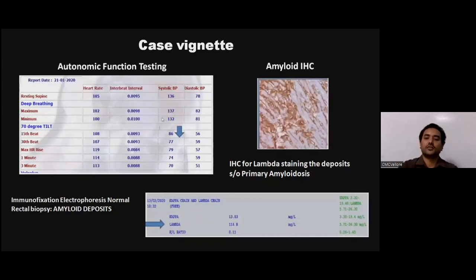So here we found that IHC showed amyloid deposit, and in the test there was an elevated lambda of 116. So here I want to say that this patient didn't have any kind of peripheral neuropathy, but it's an atypical presentation with significant orthostatic symptoms. With neuropathy in the elderly, you should think of other causes.